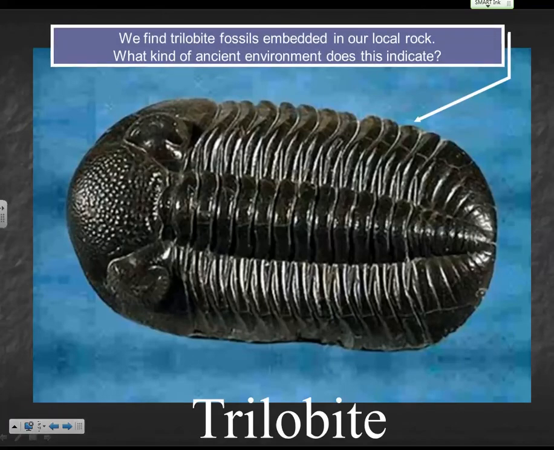The trilobite. Lots of those around here where we live, in the rocks. They're extinct now, but their fossils are still around. And you can see the question here, we find trilobite fossils embedded in our local rock, and that's the case here. What kind of ancient environment does this indicate? Now you can see the shelled parts here in this thing. Trilobites used to live under shallow oceans, and some lived in freshwater too. But we know that this area used to be underwater. That's what you can learn from finding all these trilobite fossils.